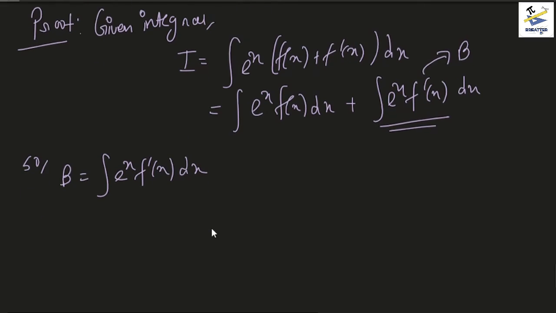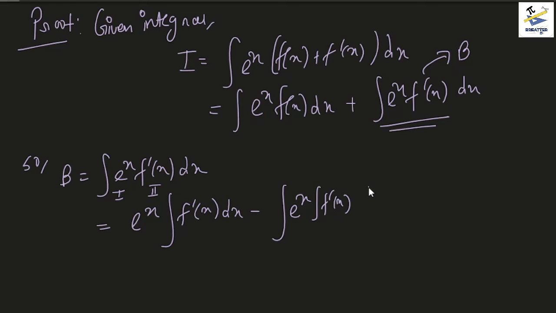So b equals to integral of e to the power x into f prime x dx. If you apply integration by parts here with e to the power x as the first function and f dash x as the second function, what you do get is e to the power x into f dash x dx minus derivative of e to the power x is just e to the power x, and integral of f dash x, and then a dx outside, right? Now we know that the integral of a derivative is just the function itself, so it just becomes e to the power x into f of x minus this becomes integral of e to the power x into f of x dx, right?